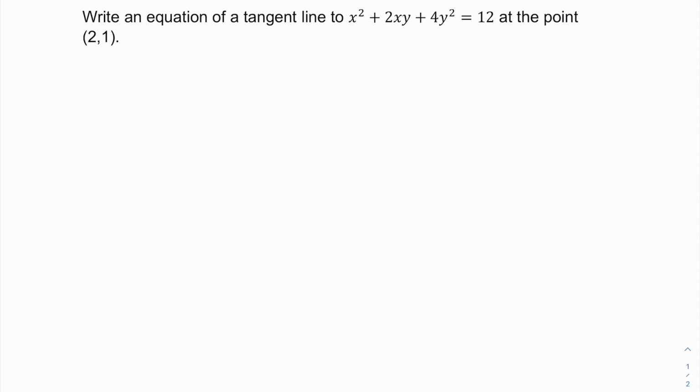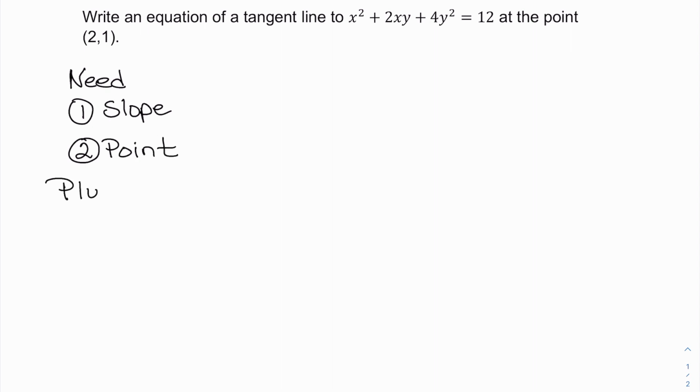Now recall, to write the equation of a line, what we need is first the slope, second a point that the line goes through, and then we plug that information into our point slope form: y minus y sub 1 is equal to m times x minus x sub 1.